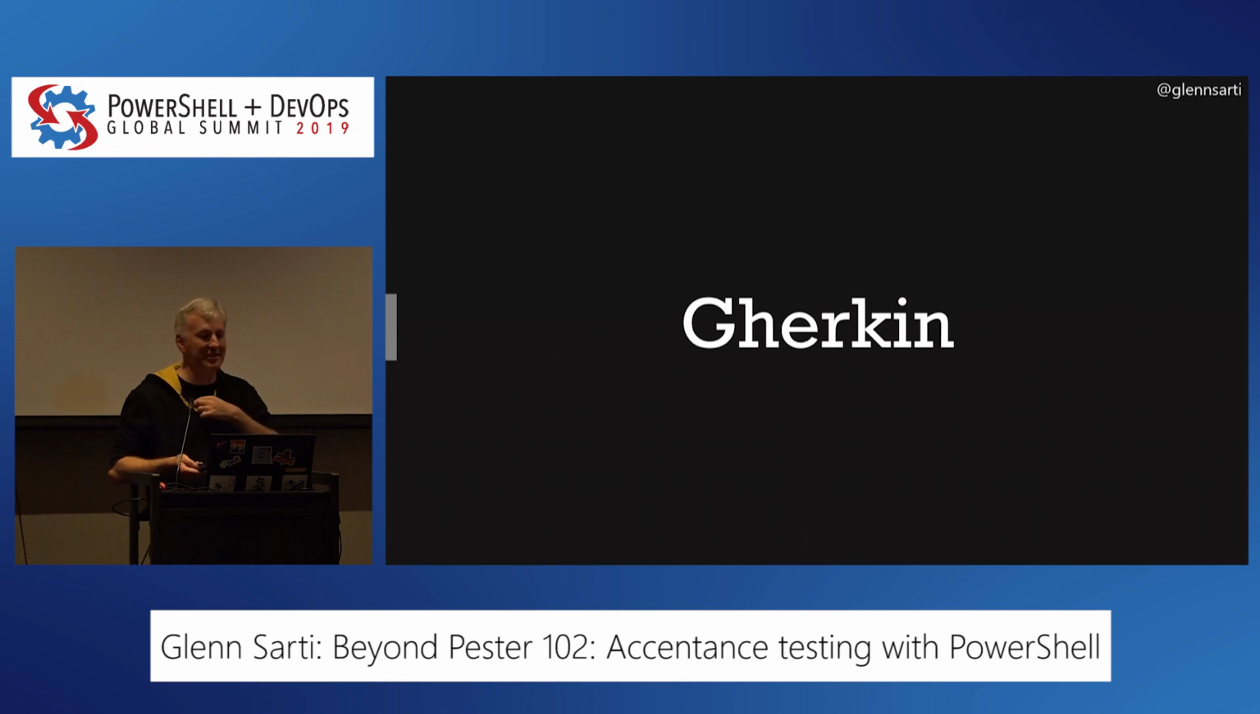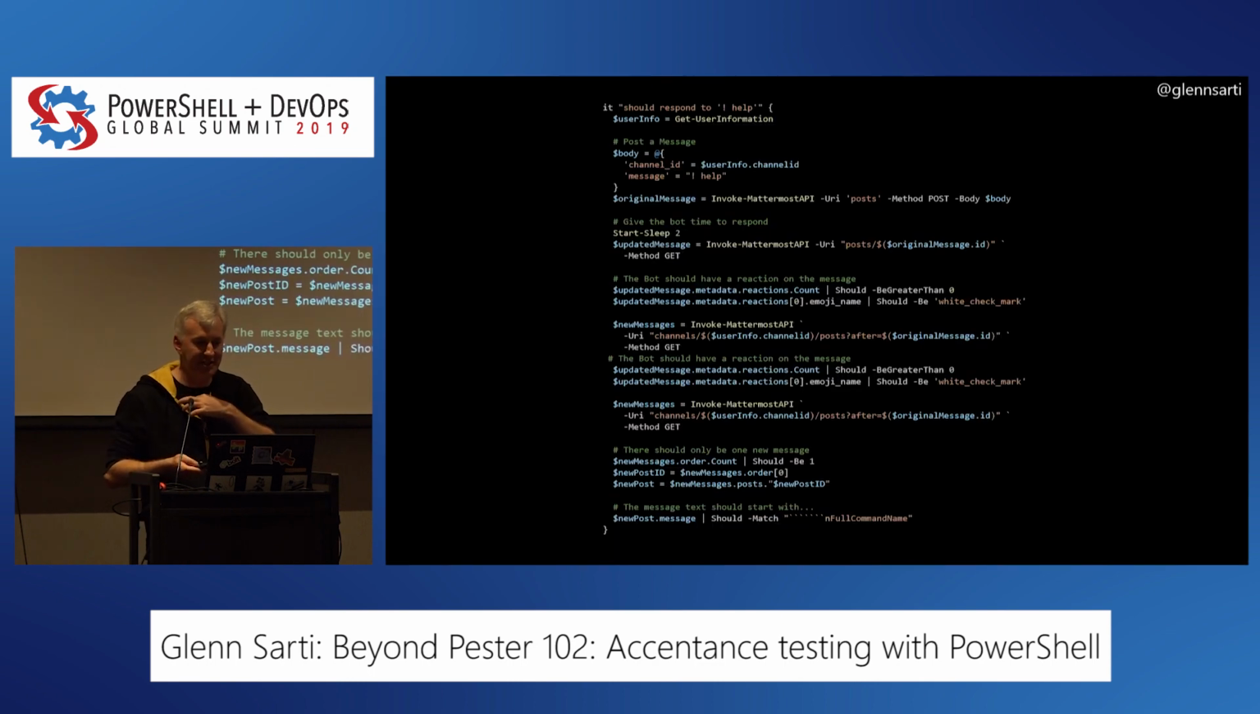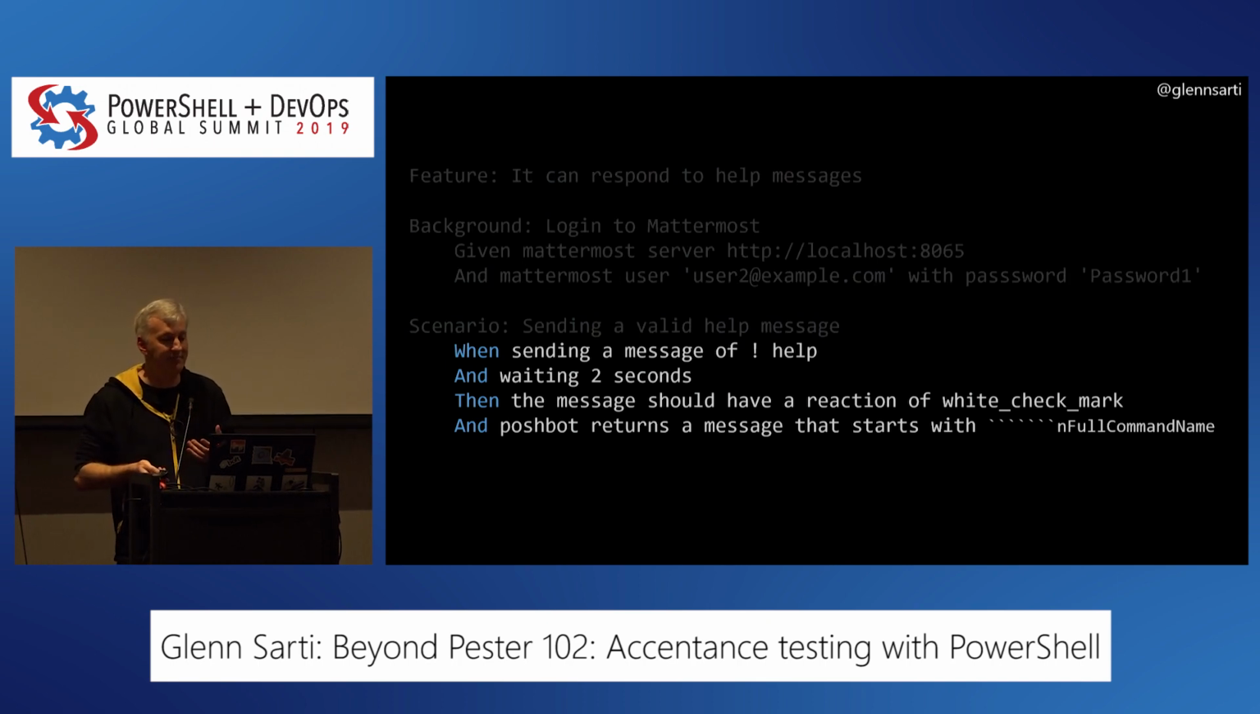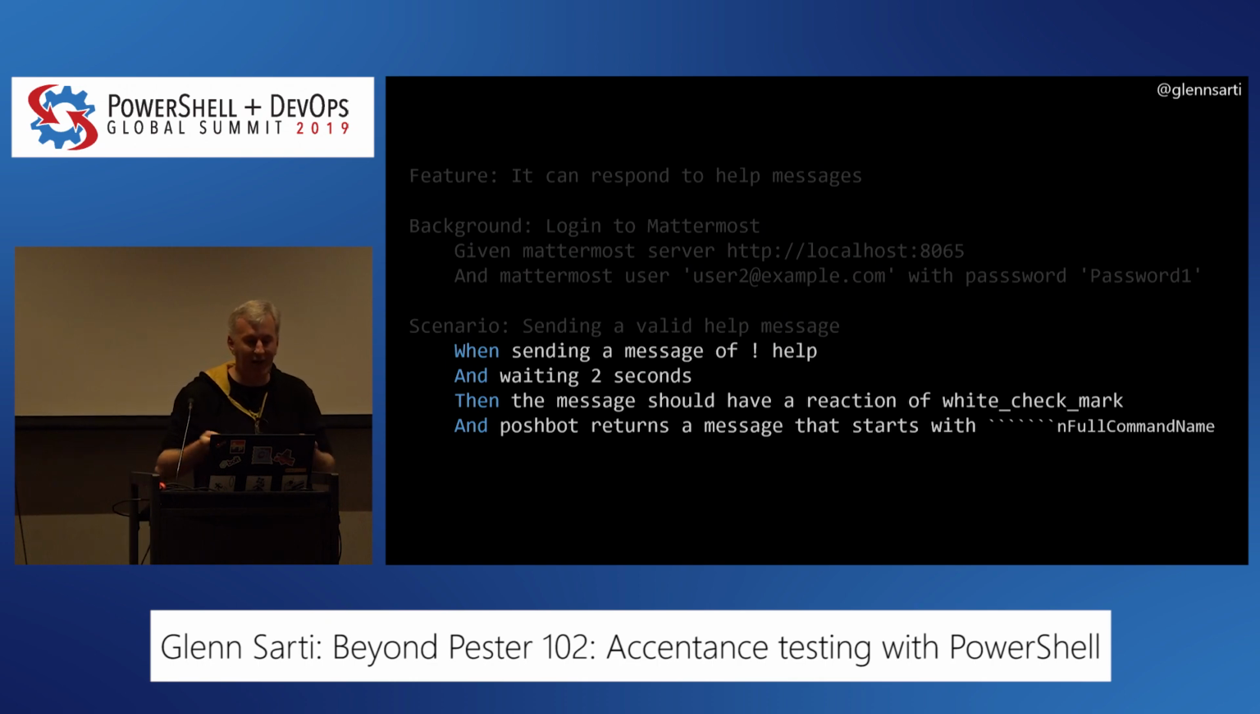So let's quickly show you what this looks like. This is the UAT test we just wrote, and I've deliberately squeezed it onto the slide. This is the equivalent in Gherkin. This is so much easier to read and understand exactly what you are testing. This is the feature and some background information, and then a plain English description of what we're going to test. So it's when sending a message of exclamation help and waiting 2 seconds, then the message should have a reaction of white check mark, and PoshBot should return a message of blah.